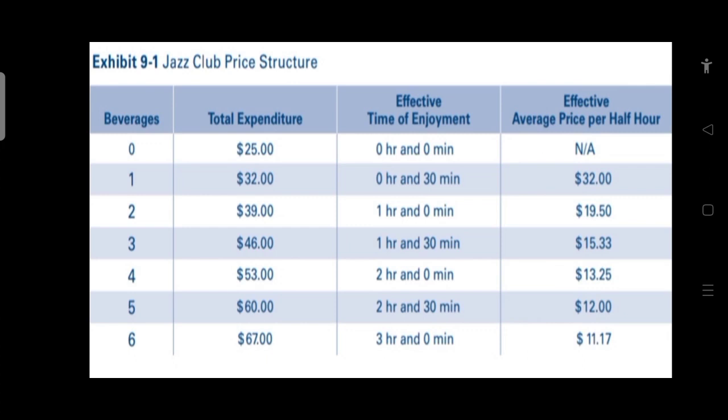So to elucidate how a multi-part price structure works, we have chosen Just Clubs, kagaya nga nitong example natin. Consider a Just Club charges a $25 entrance fee. So meron silang $25 na entrance fee and meron din silang $7 for beverage. So kada purchase ng customer ng beverage, nagbabayad siya ng $7.